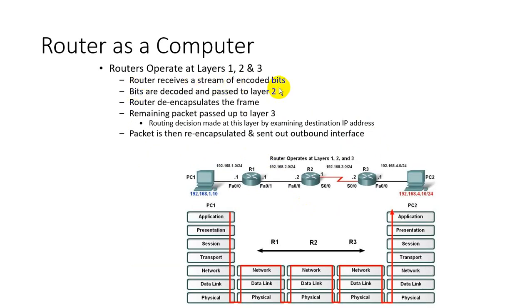The router receives a stream of encoded bits. Bits are decoded and passed to layer 2, and the router de-encapsulates the frame. The remaining packet is passed to layer 3, where the routing decision is made by examining the destination IP address. The packet is then re-encapsulated and sent out of the outbound interface. This process continues until it reaches the destination network, and after that the other layers examine their own protocols.